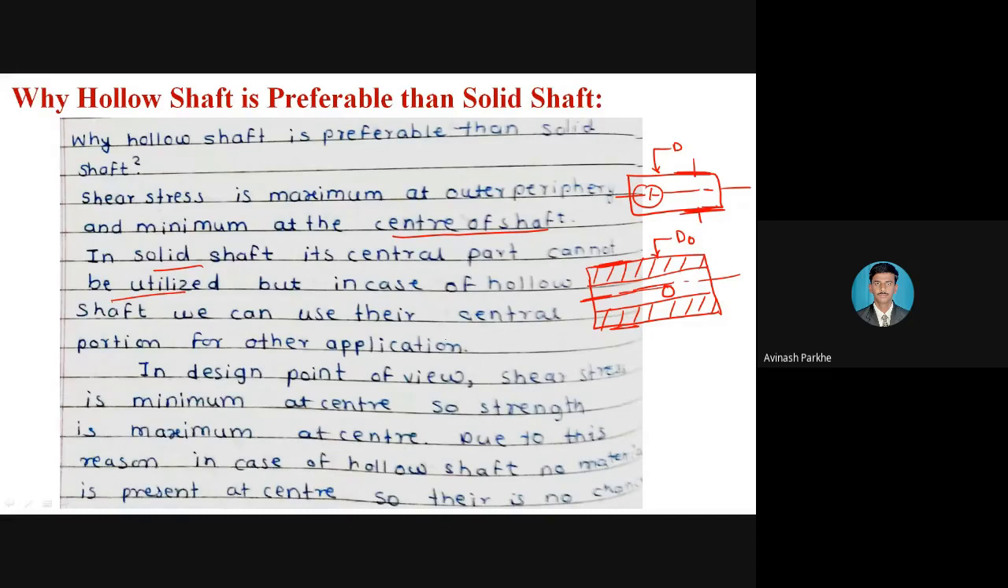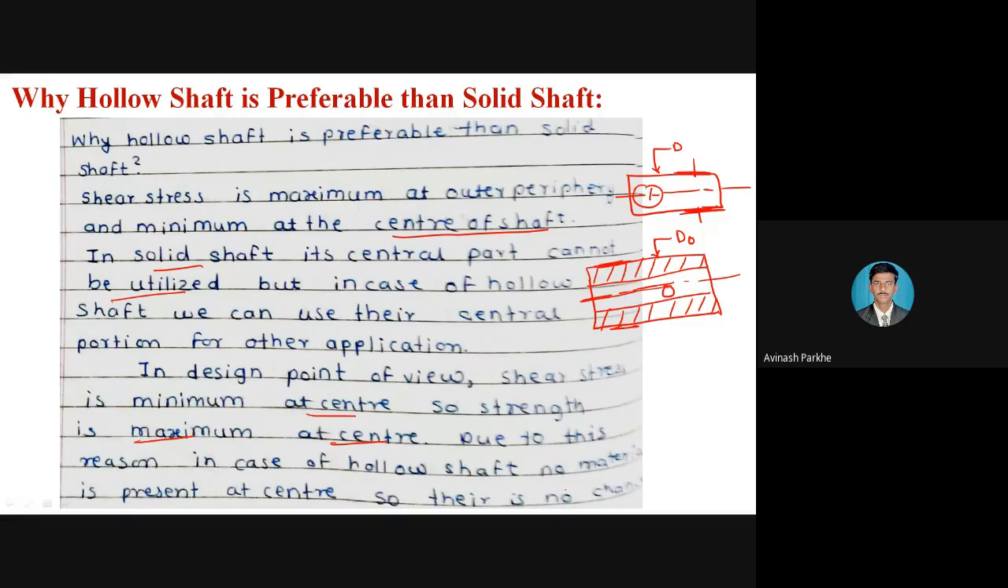Therefore, from the design point of view, the shear stress is minimum at the center and the strength is maximum at the center. Where shear stress is minimum, we say that portion is strong, or its strength is higher. Therefore, in a hollow shaft or a solid shaft, at the center portion the shear stress is always minimum. Therefore that shaft has maximum strength at the center portion, and due to this reason only the hollow shaft is preferable as compared to the solid shaft.